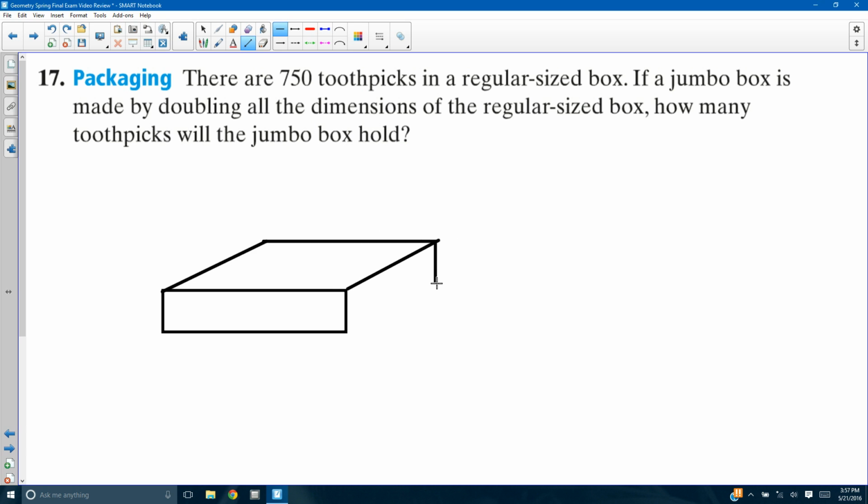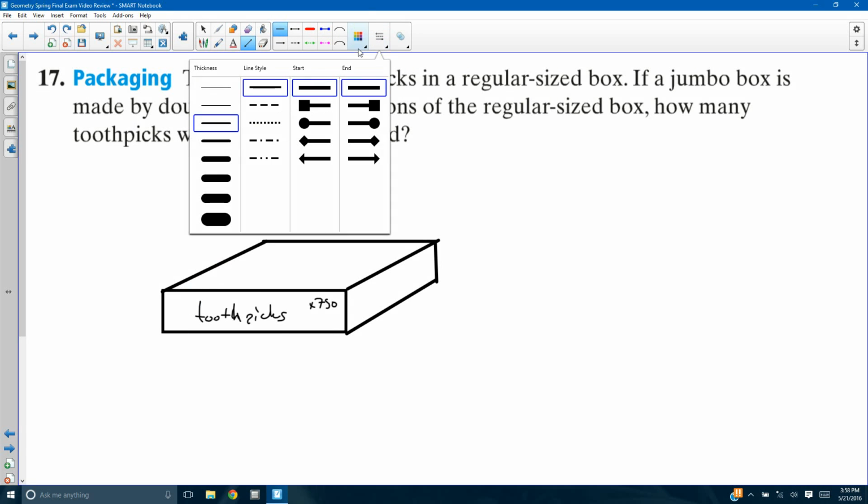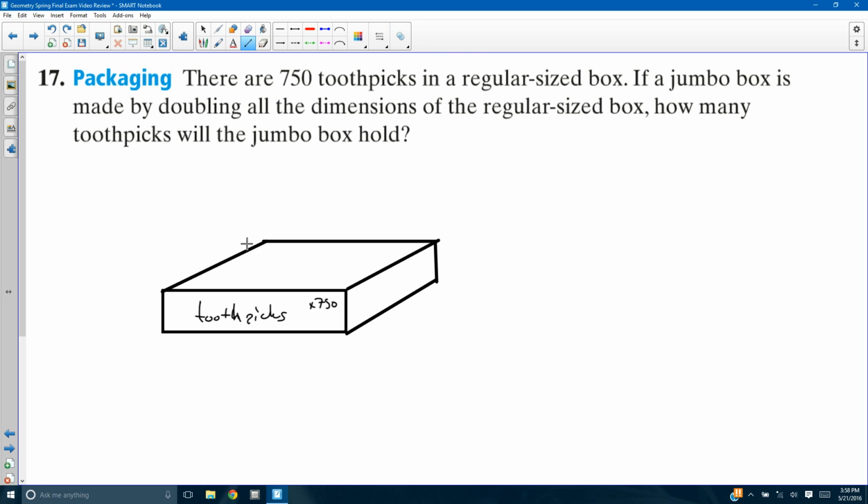Here's a box of toothpicks. It's the regular sized one. 750 of them. Now, toothpicks, it's not toothpicks cubed or anything like that. It doesn't have anything there. That doesn't mean this is not a 3-dimensional measurement, right? Toothpicks occupy 3-dimensional space. So if that's the case here, then we're talking about volume ratio.